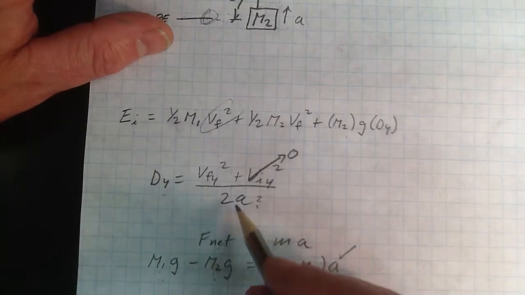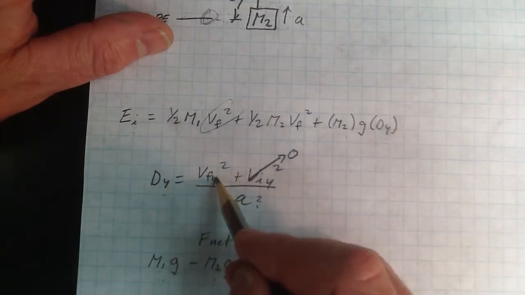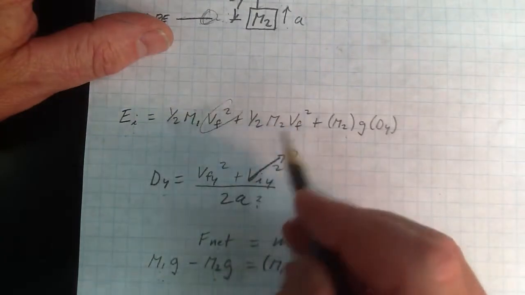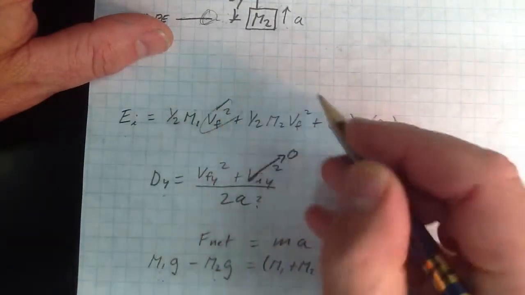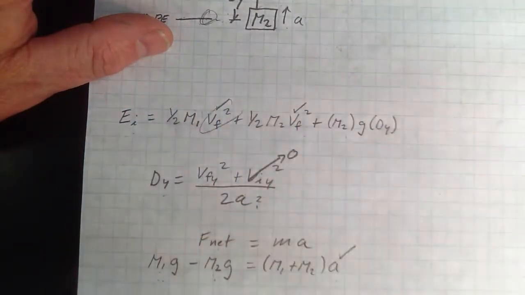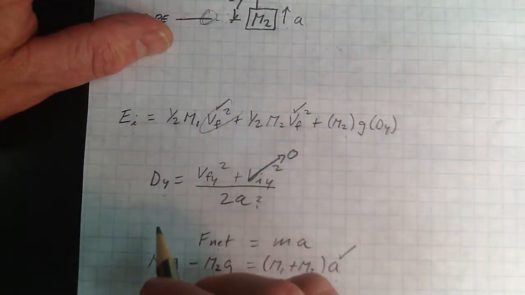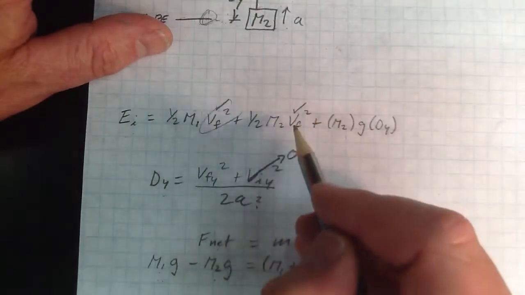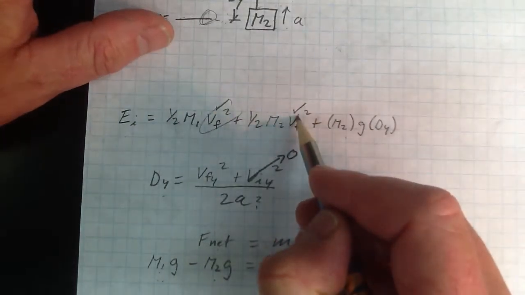From my acceleration, I can find my V final. Since these masses are attached, they have to have the same speed. So I know this, and I know this, so I can finish computing everything. Well, actually, what do I need to do? I need to solve for this, I believe.